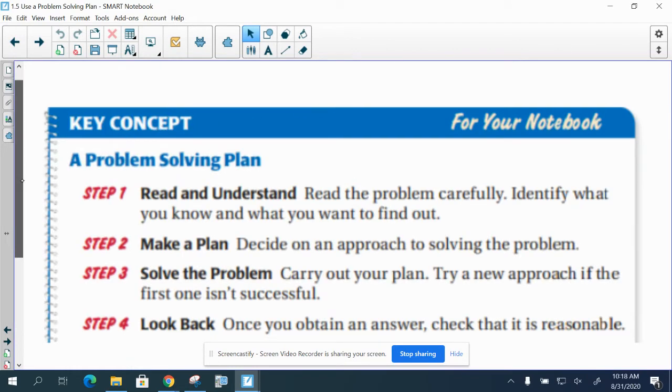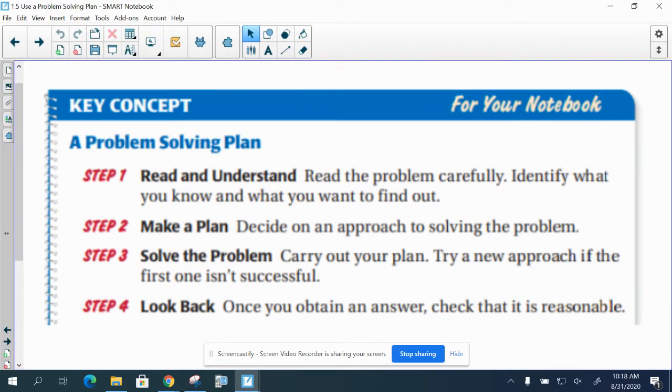So just a review about how to solve word problems. You want to read and understand it. Identify what you know and what you're trying to find out. I always like underlining, so underlining the different things that I know, or highlighting or circling part of the word problem, and then make a plan.